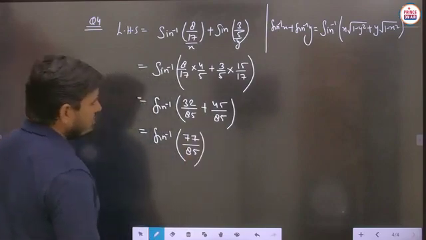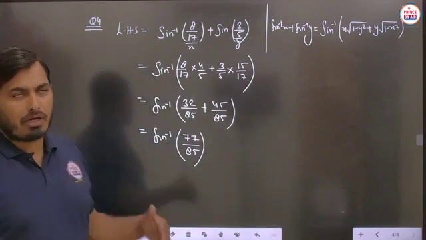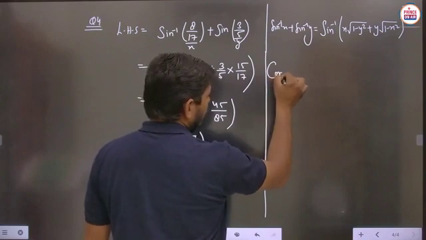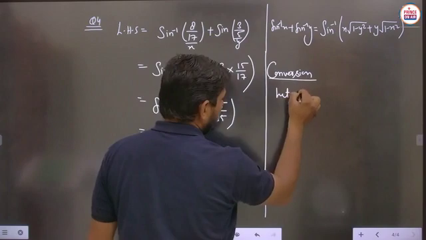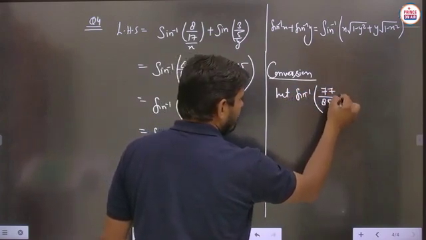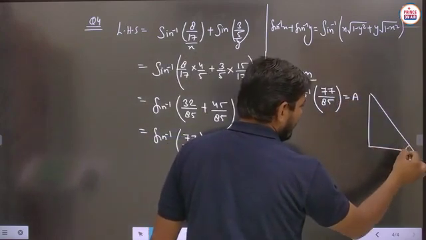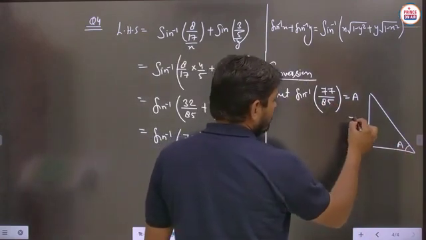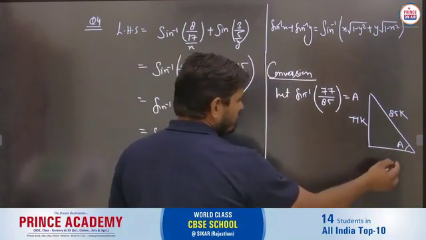Now student, the answer is to be written in the form of tan inverse, so we have to convert this into tan inverse. So again we use the conversion process in a very systematic way. Again let this sin inverse of 77 divided by 85 be angle A, and we can make the right angle triangle for this angle A.